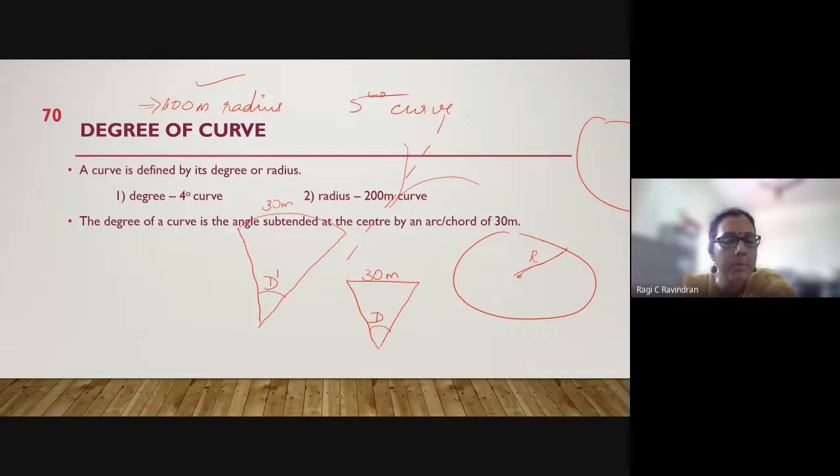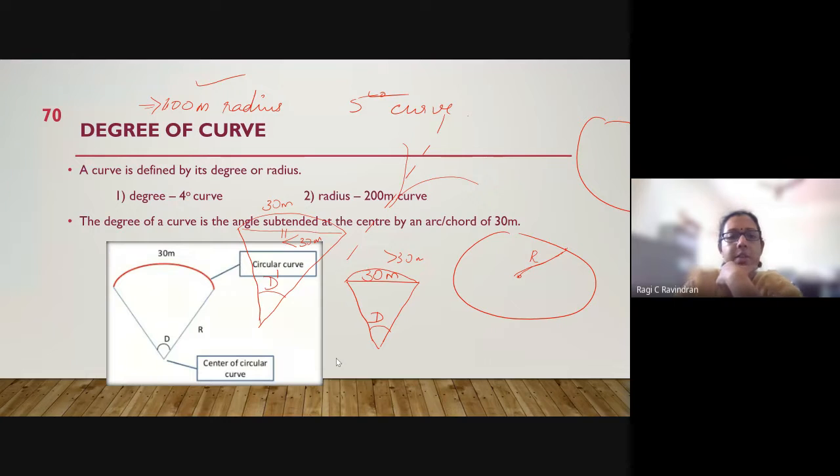This may be D dash. Both may not be the same, because when you are using a 30-meter arc, it doesn't mean that your chord is also 30 meter. It will be a little less than 30 meters. And when it comes to a 30-meter chord, your arc will be greater than 30 meter. So these D and D dash values are entirely different. It doesn't mean that when you use a 30-meter chord and a 30-meter arc, you will end up with the same degree of the curve. No, it will be different.